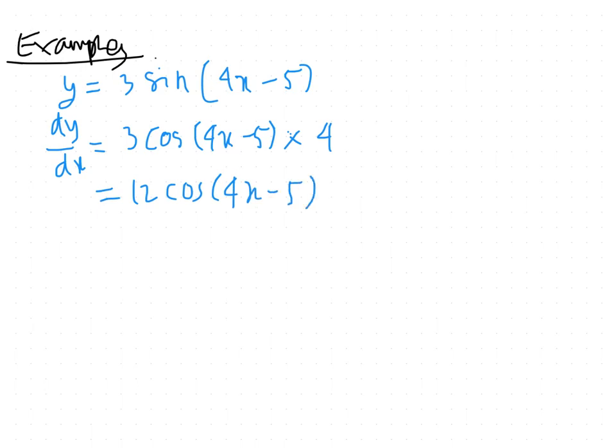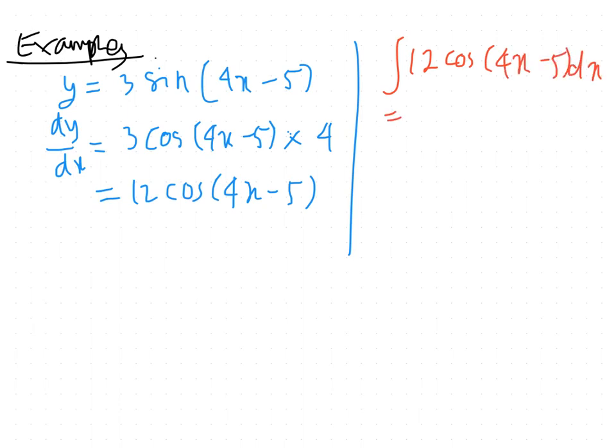Now if we try to do it backward, for example, integration of 12 cos 4x minus 5 dx. So what do we do? Our answer should be this, but procedure wise, what do we do? Because it's 12, a number, we can just keep it, just like the 3. Cos, if we integrate cos, that will be a sine. So same thing, sine 4x minus 5.